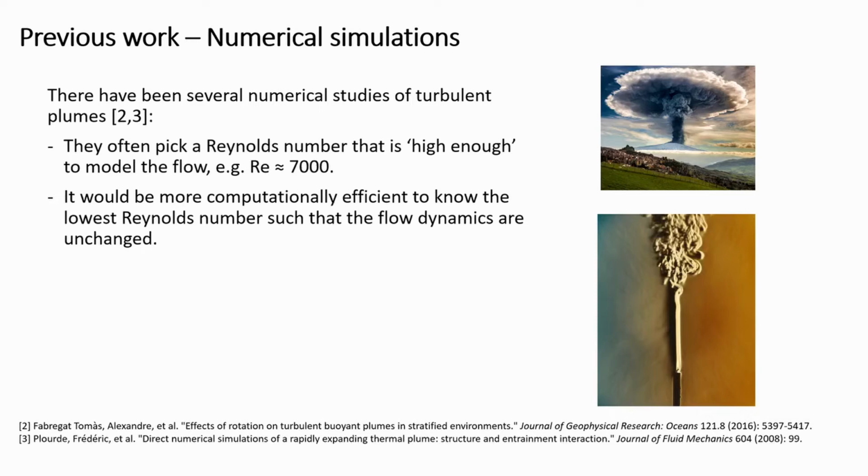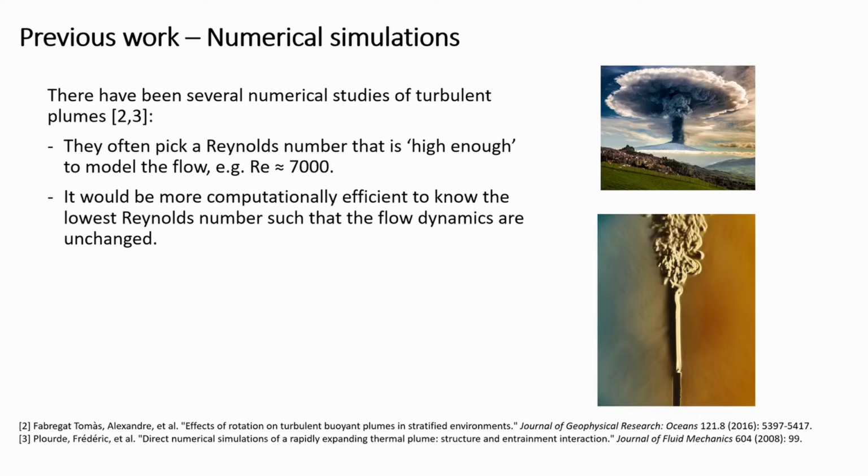For example, for a volcanic plume study, a Reynolds number of 2000 may produce the same bulk flow properties as a Reynolds number of 7000. But 7000 may be picked just so that the author is certain. In that case, performing simulations at such a high Reynolds number would still produce correct results, but they would take more time and computational power to achieve.